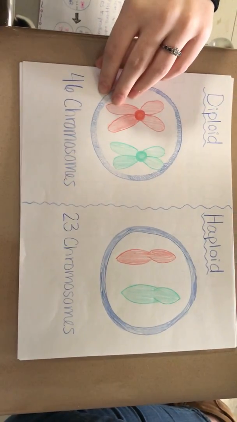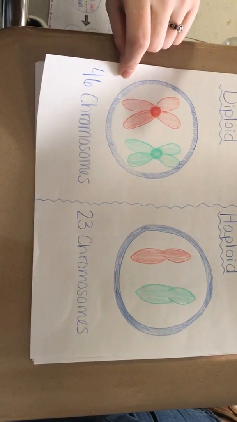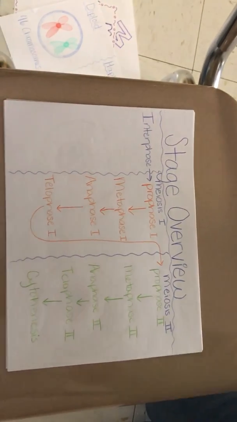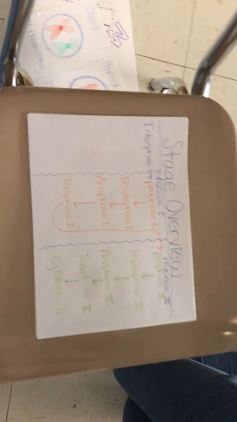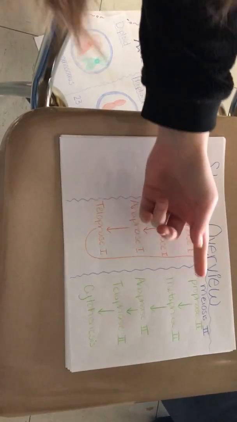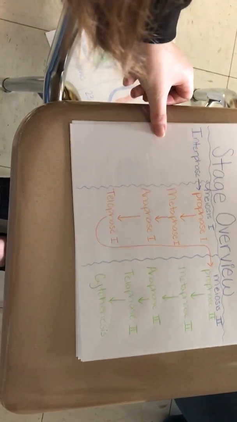So to recap, meiosis is the process where a cell with a full set of chromosomes divides into 4 cells total, each of them containing 23 chromosomes. There are several steps of meiosis, so here's a basic overview. We'll go over them each individually. It goes interphase, prophase 1, metaphase 1, anaphase 1, telophase 1, prophase 2, metaphase 2, anaphase 2, telophase 2, and finally cytokinesis.